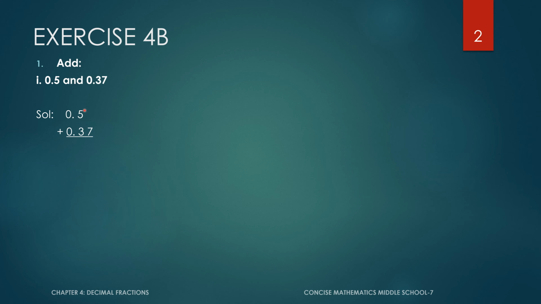Since here in the first decimal fraction there is nothing, you can consider this part as 0, right? So the units place is considered as 0. So 0 plus 7 will be 7, 5 plus 3 will be 8, and point 0 plus 0 will be 0. So 0.87. I hope it's clear. So always start adding from the units place.